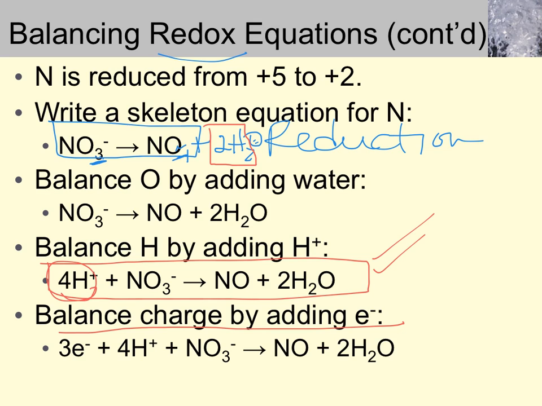I have an overall charge of +4 minus 1 equals +3 on the reactant side, and a 0 charge on the product side. I need to use electrons to balance charge. Each electron has a minus charge. So I'm going to add 3 electrons to the reactant side. And then I'm going to check my charge again. I have -3 plus 4 minus 1 for an overall charge of 0 on the reactant side.